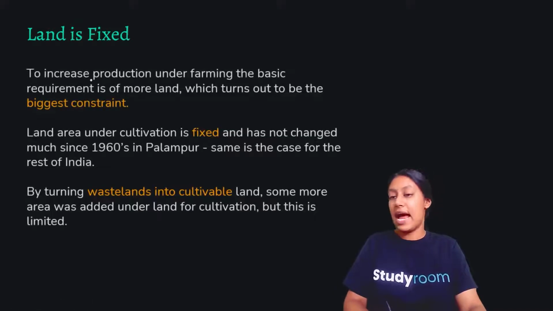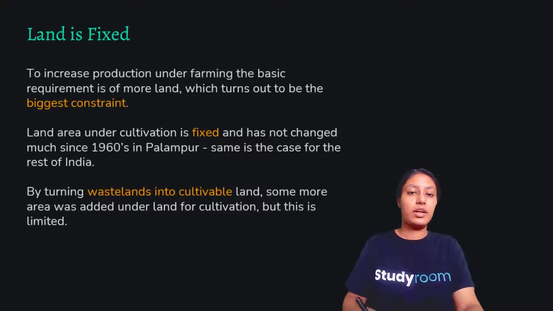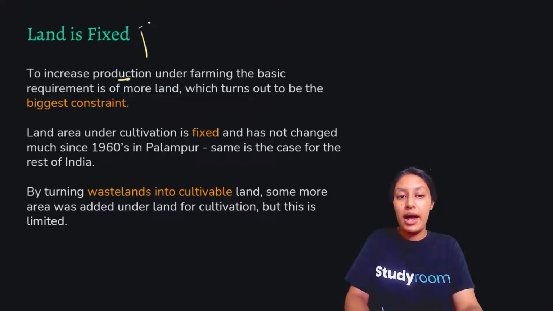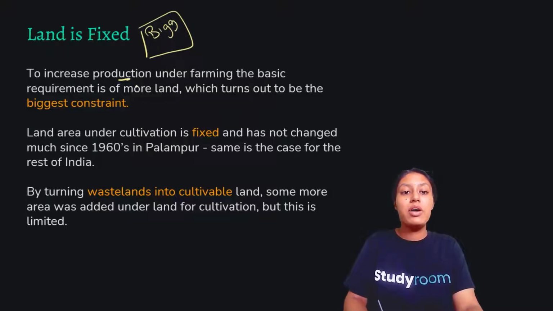Next point is land is fixed. Now, to increase production under farming, the basic requirement is more land. Obviously, when you are farming, you require land where you can farm. So this was the biggest constraint for farmers, to have proper cultivated land where they can farm.